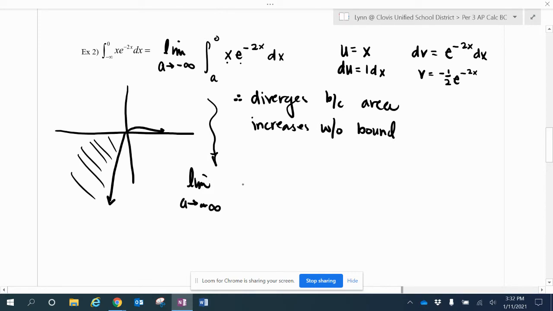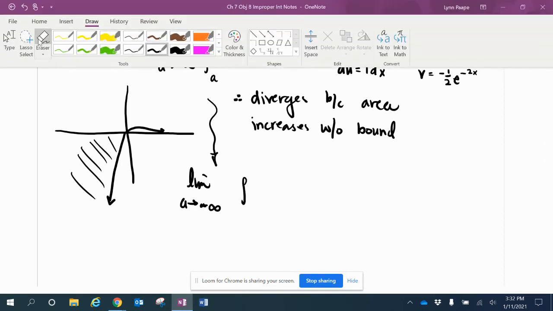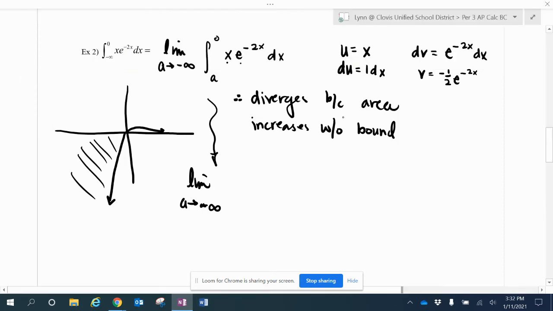That's a negative there. So this would be u times v from A to 0, and then minus the integral of v du. So let's pull out that negative 1/2.